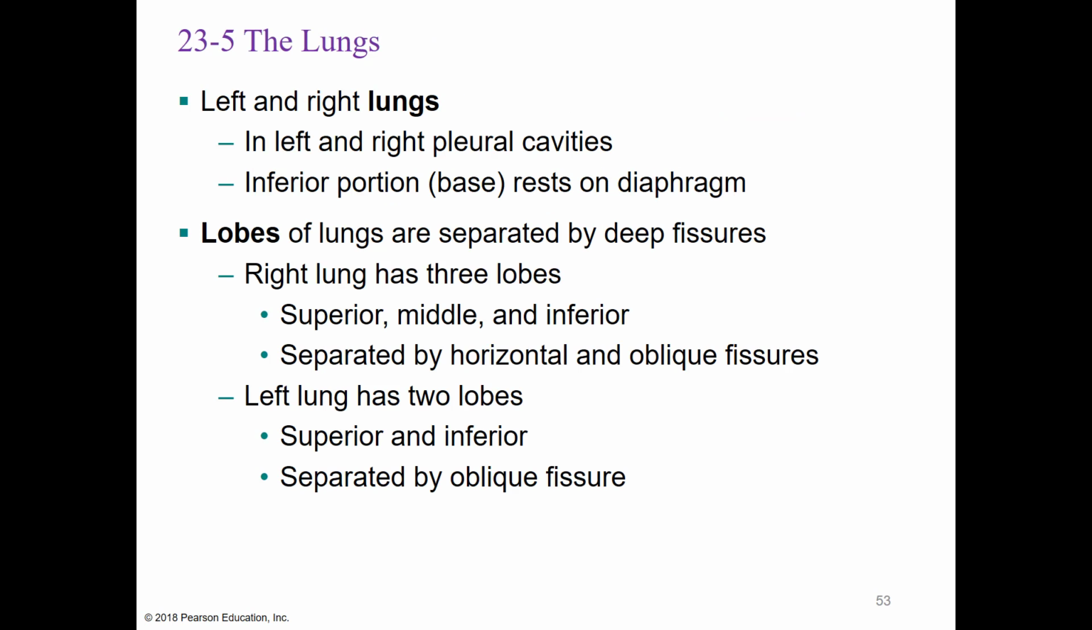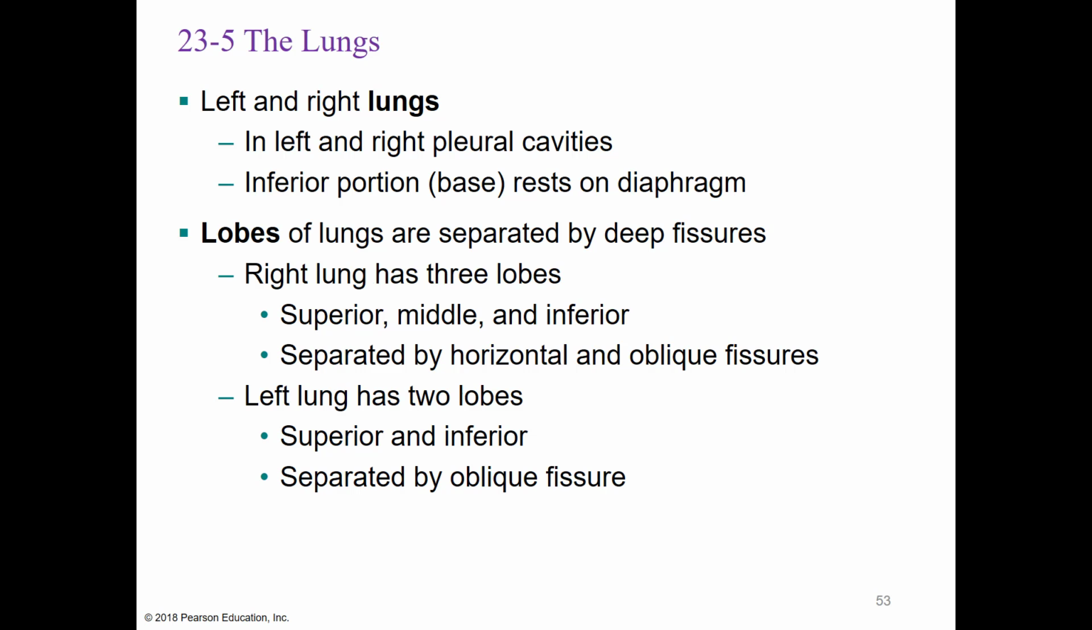Left and right lungs are in the left and right pleural or lung cavities. The inferior or bottom portion, or base, of the lungs rests on the diaphragm. The lobes of the lungs are separated by deep fissures. The right lung has 3 lobes, superior, middle, and inferior, separated by horizontal and oblique fissures. The left lung has 2 lobes, superior and inferior, separated by an oblique fissure.